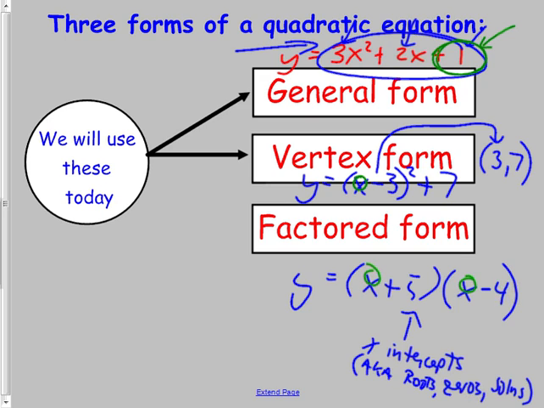This guy tells you the vertex the best. And this kind, factored form, tells you the factors, of course, but those are the roots, the zeros, the solutions, these numbers that you put in like -5 and +4. Those numbers are really handy.